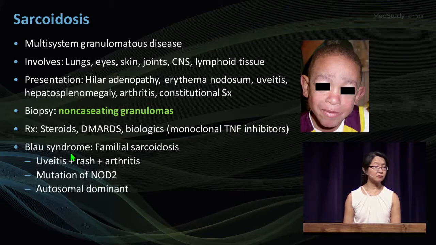Blau syndrome is a familial sarcoidosis, and this is where there's the triad of uveitis, rash, and arthritis. And there's a mutation in NOD2 gene. It's an autosomal dominant condition. Löfgren syndrome is where they have lymphadenopathy, rash, and arthritis. Okay, so Blau syndrome is a familial, and this is its association.